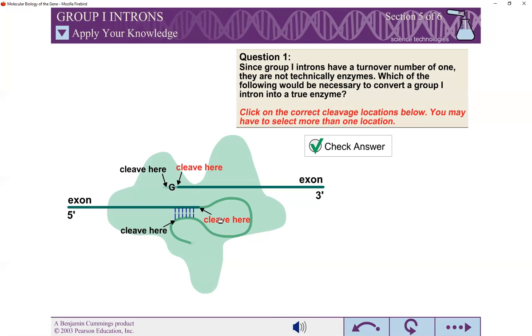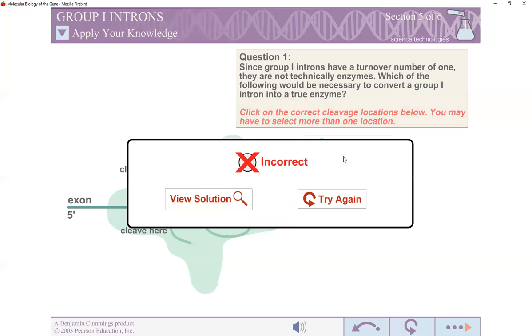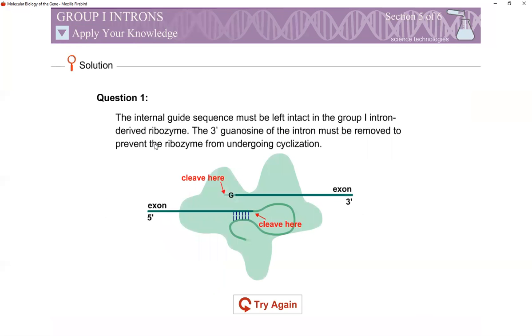The first cleavage: the guanine is going to cleave the first exon, and exon 1 is going to be released, and then it is going to cleave here. That means it should be like this. Let me just check it. First cleavage and then second cleavage. This is what I did. Incorrect. See the internal guide sequence, cleave here and cleave here.